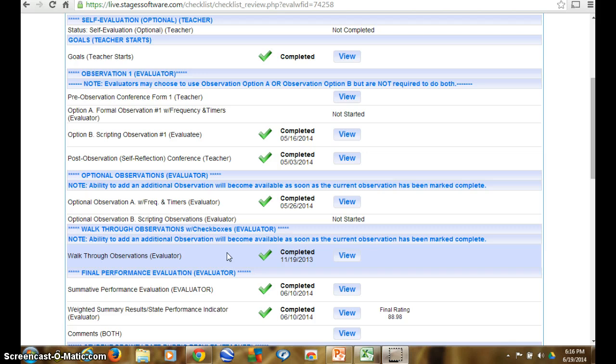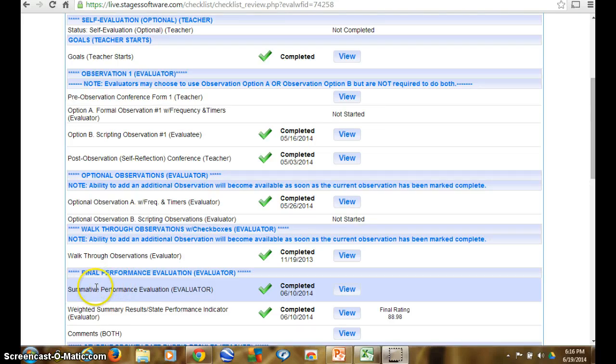This system is called Stages. It comes out of Michigan. Then it comes to the final summative performance evaluation when I rank all of the different components of Framework for Teaching. But what I want to show you is the data portion.